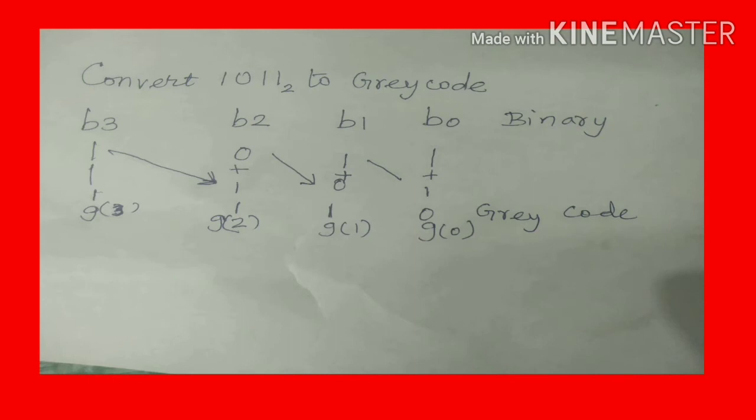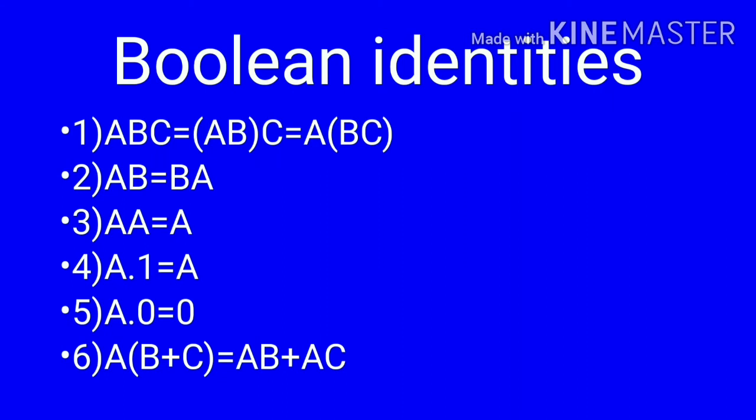Then B2 value 0 is taken to B1, 1, adding 1 plus 0 we get G1 value 1. Then B1 value 1 is taken to the B0 side, adding B0 value 1 plus 1 we get 0. Therefore, the Gray code value 1110 is the answer.